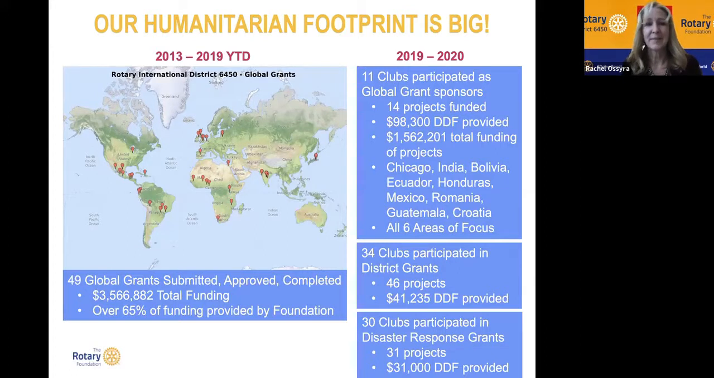And since 2013, when the program began, we've done over 50 global grants that have been submitted, approved, or completed, almost $4 million in total funding, with about 65% of those funds coming from the Rotary Foundation. So those are the projects that we're talking about. As you can see there, we've been active all over the world, and in all areas of focus.